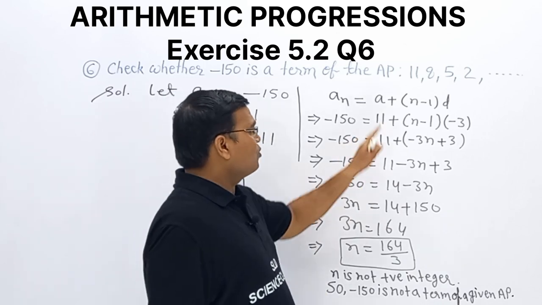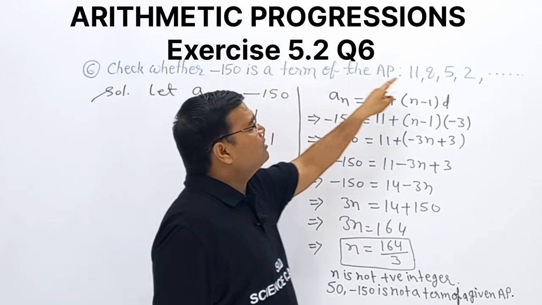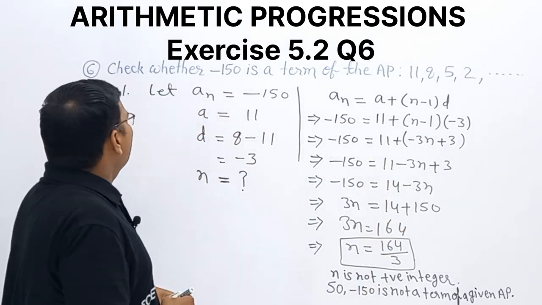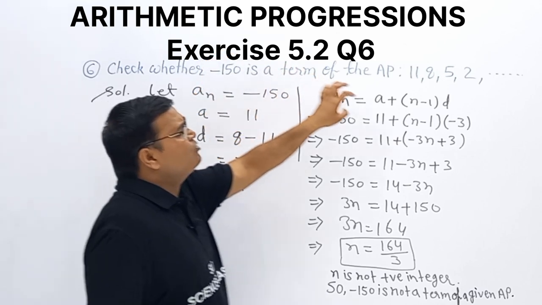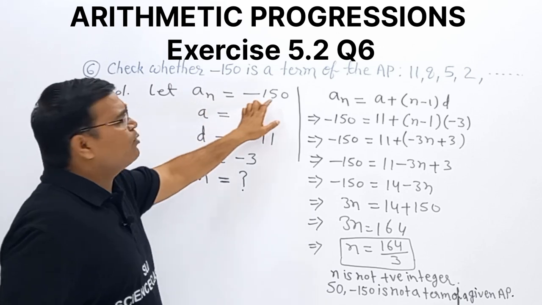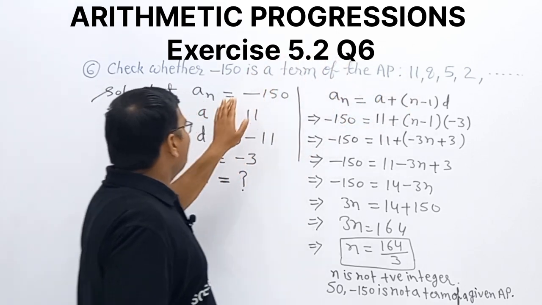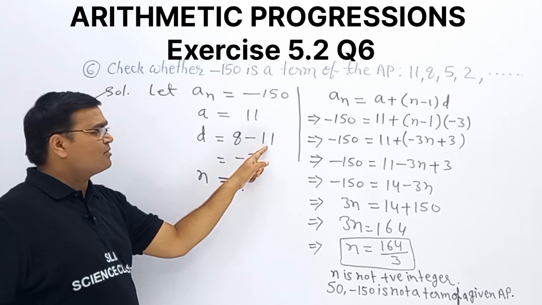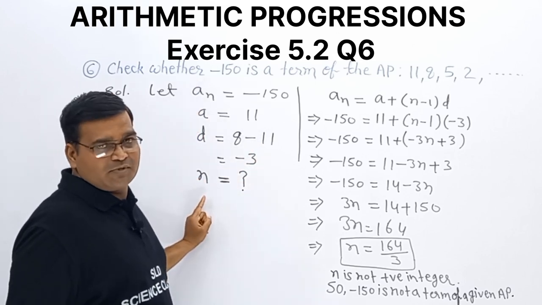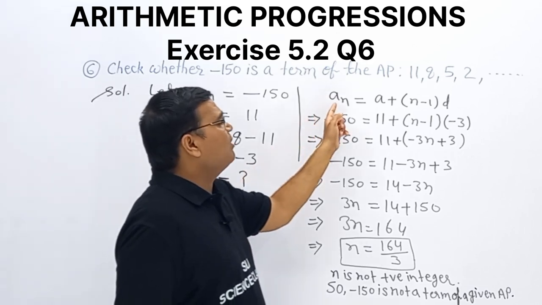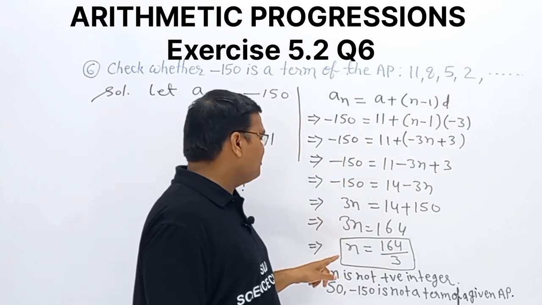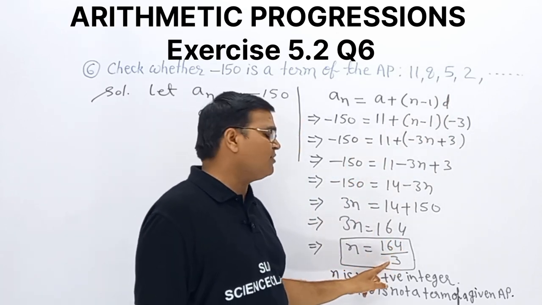So minus 150 is not a term of this AP. We checked this. Observe again what we did in this question. We want to check whether minus 150 is a term of this AP or not. So we assume it is the nth term of the AP. This AP has first term 11, and common difference second term minus first term, which we found. For checking, we find the number of terms, so we use the formula for the nth term of an AP, an equals a plus n minus 1 into d. Solving, we get n equals 164 by 3.